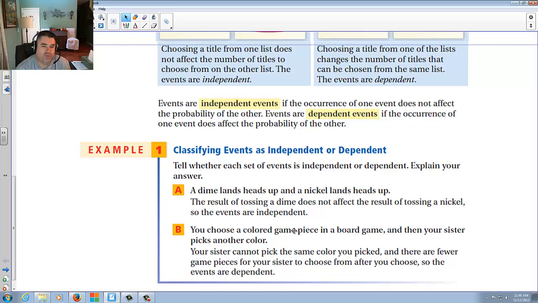However, if you choose a colored game piece in a board game and then your sister picks another color, let me give you an example. Suppose Monopoly. Suppose you pick the car. That's always my favorite, is picking the car. Well, if I pick the car, that means you can't. You might have to pick the battleship or the dog or the shoe, or here they come up with new ones. The point is that as someone takes something and you can no longer pick that, that changes what you can actually pick. So that's dependent.